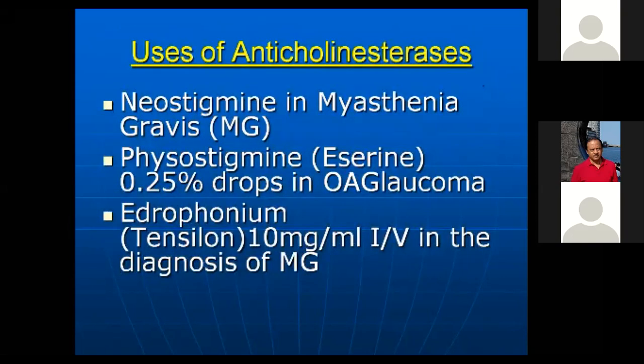These are some of the important drugs which belong to this category, anticholinesterases. Neostigmine, this is used in myasthenia gravis. Physostigmine, 0.25% drops, used in open angle glaucoma. And edrophonium, it's available in injection. It's available in 10 milligram injection, and it is used in the diagnosis of myasthenia gravis.